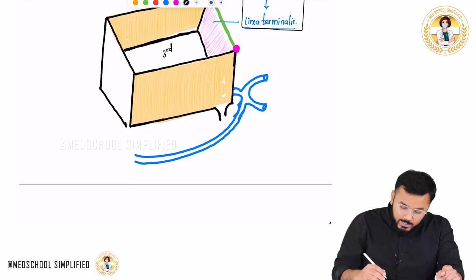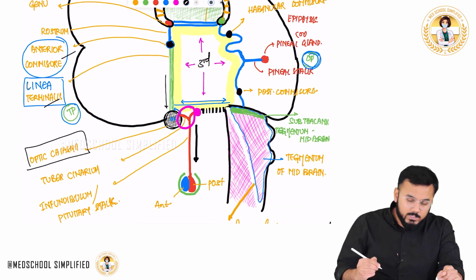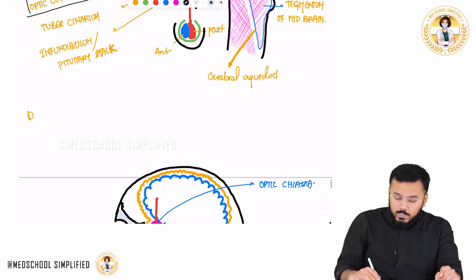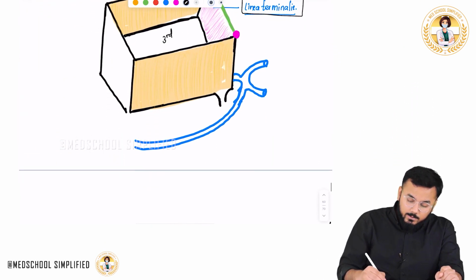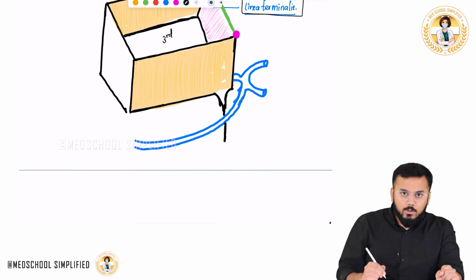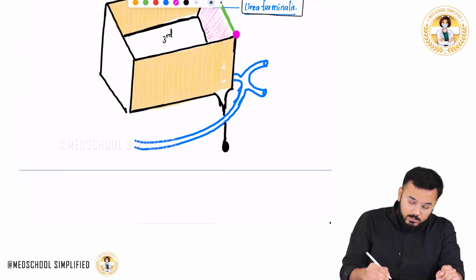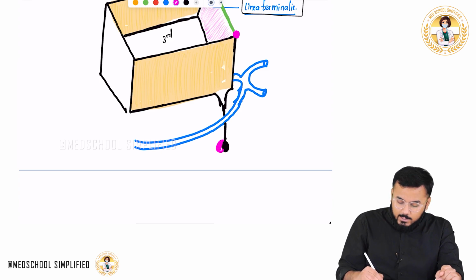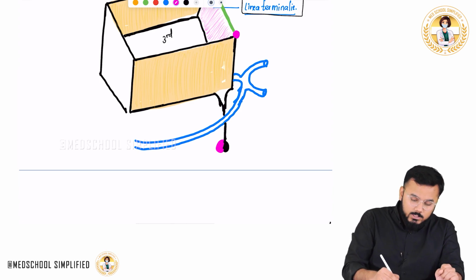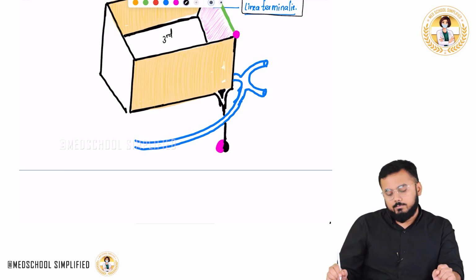Now this tuber cinereum, what will happen? You see, tuber cinereum is elongated downwards as infundibulum, and down we have got what? Anterior and posterior pituitary gland. Here also, the tuber cinereum will elongate downward like this as pituitary stalk, right? And attached to this pituitary stalk, you have this particular structure called anterior and posterior pituitary gland. Clear? So behind this, this particular thing over here is called your tuber cinereum.